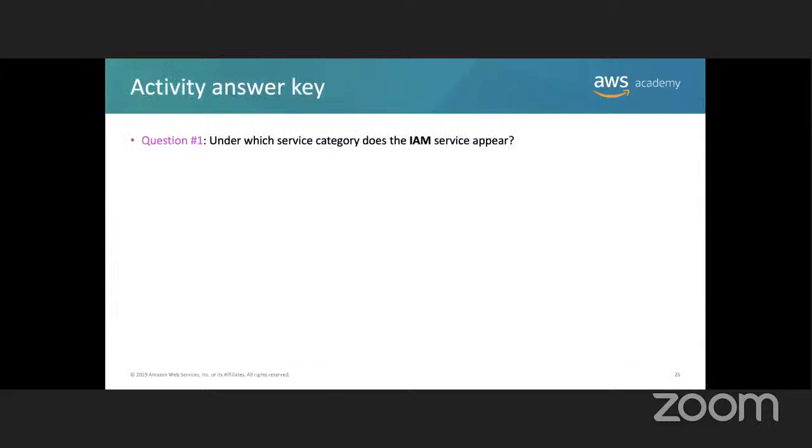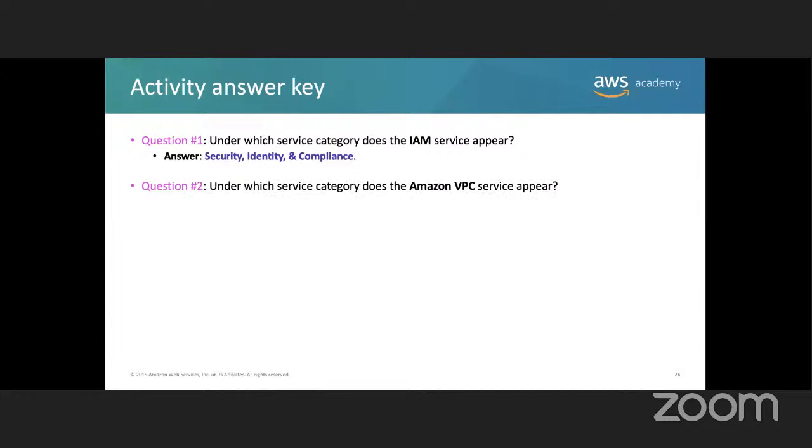So we have the first question here. Under which category does the IAM service appear? Can someone tell me? Security, identity, and compliance. Security, identity, and compliance. That's the answer. Okay. So question number 2. Under which service category does the Amazon VPC network service appear? Networking and content delivery.